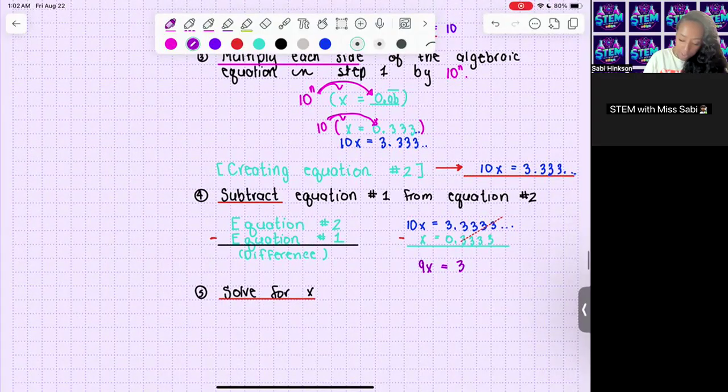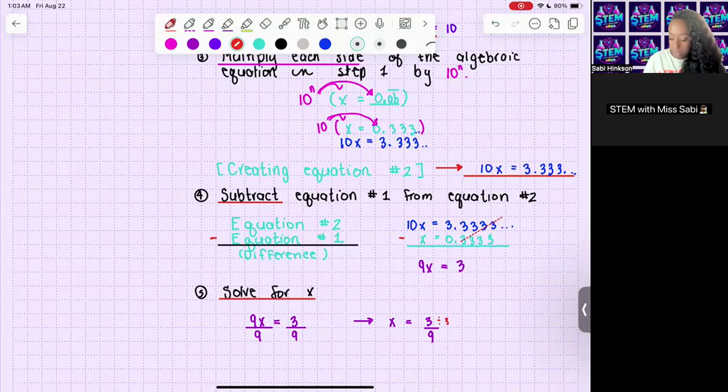Now solve for x. If 9x equals 3, what is x? I'm going to isolate that x, so I've got to get rid of the coefficient. The coefficient is 9, so divide both sides by 9. What I'm left with is x equals 3 over 9. Right away, you should see that that can be reduced. Divide by 3, divide by 3. So, drum roll, please.